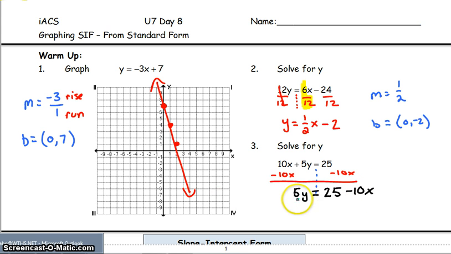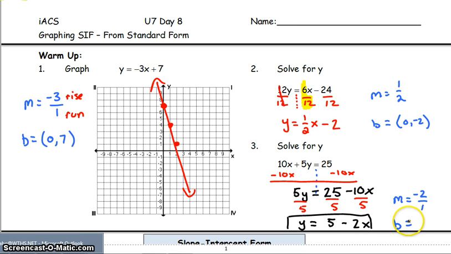My next step would be to get the 5 out of there. So I divide by 5, divide by 5, divide by 5, and I get y equals 5 minus, this time the 10 over 5. The 10 is bigger than the 5. Here the 6 was smaller, so I was left with a fraction. The 10 is bigger. I get 2x, which is my answer because that's now slope-intercept form. And my slope in this case would be -2 or -2 over 1 because that's the number I'm multiplying x by. And my y-intercept would be 0, 5 because the 5 is positive.